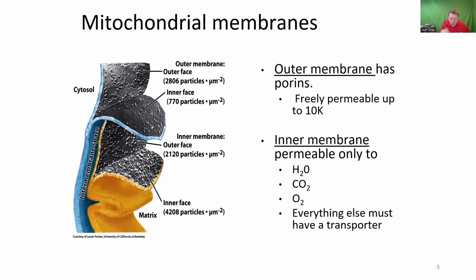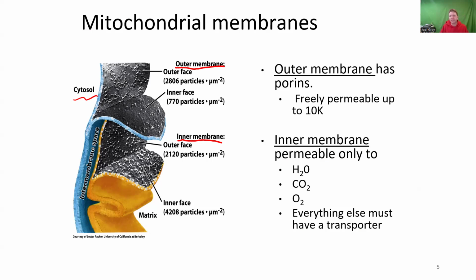So the two membranes of the mitochondria basically serve as a really good model for separating stuff that's in the cytosol versus the interior of the mitochondria. So we've got the outer membrane and the inner membrane, and you've got space between those. Your outer membrane has an outer face and inner face, and the inner membrane has an outer face and inner face.